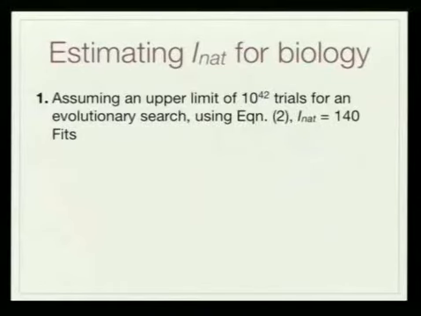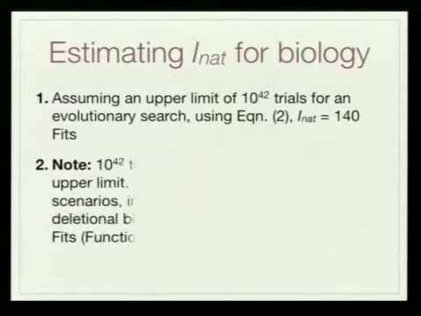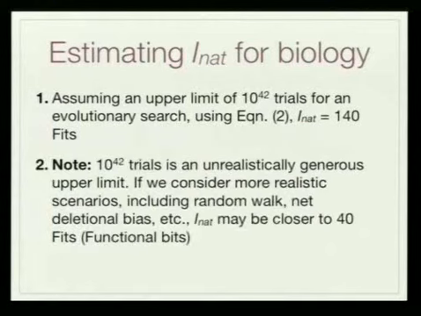Recall that we had 10 to the 42 trials. That's the upper limit for the amount of trials nature has had available. When we use that equation published by Hazen and Szostak, what we find is that nature in theory is capable of producing effects up to 140 bits of functional information. And I want to remind you that 10 to the 42 trials was unrealistically generous. There is some work being done both computationally and in the lab to find out what the real number is. It's probably closer to 40 bits.